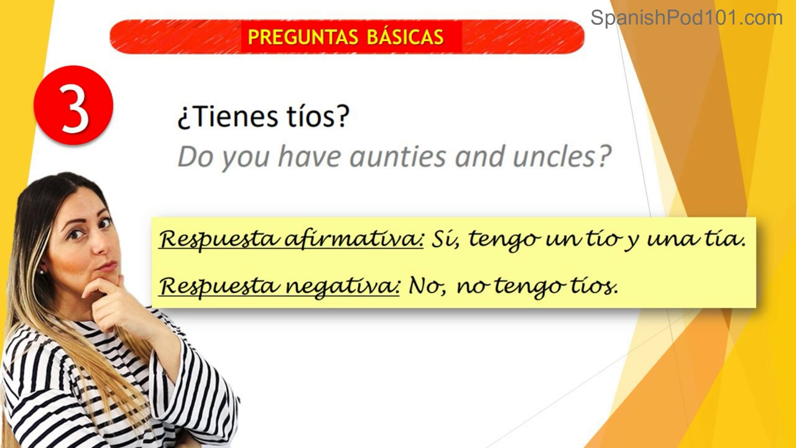Pregunta número 3. ¿Tienes tíos? So here, remember, we're using the masculine plural for general, and that means, do you have aunties or uncles? Respuesta afirmativa, sí, tengo un tío y una tía. Respuesta negativa, no, no tengo tíos. No, I don't. I don't have any aunties or uncles. So pay attention here that in the negative answer, we are also keeping it in the plural form because it's general.